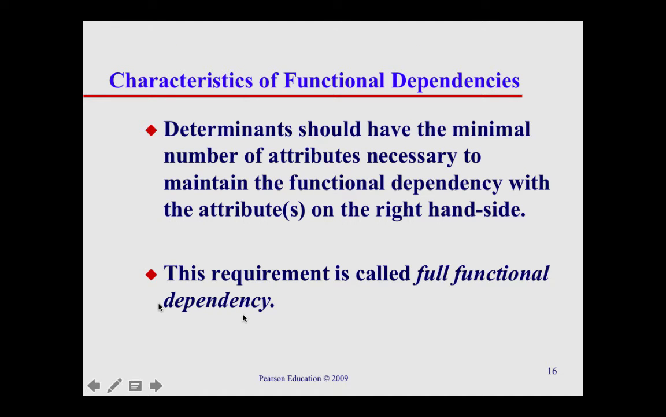Now, another thing we have to be careful about with functional dependencies is that we want them to be minimal. We want the determinant to be the minimum number of attributes that are required to uniquely determine the attributes on the right-hand side. Does someone remember from way back when there was a type of key that mimics this? There's a name for that key. Candidate key. Very good. The determinant in a full functional dependency is a candidate key.